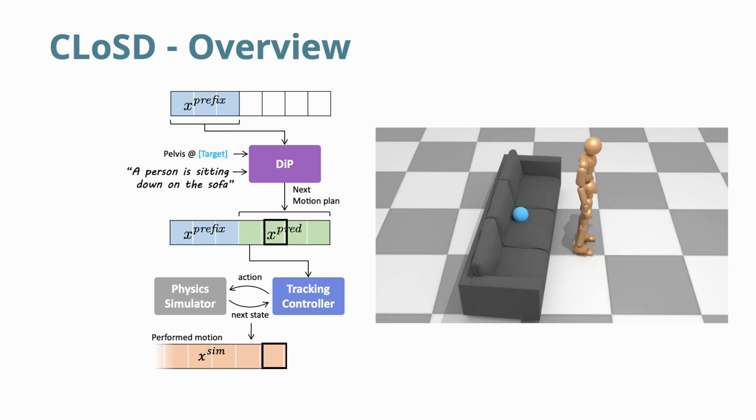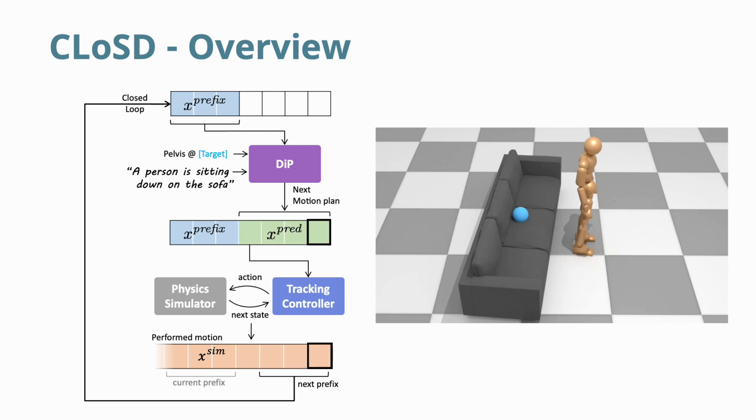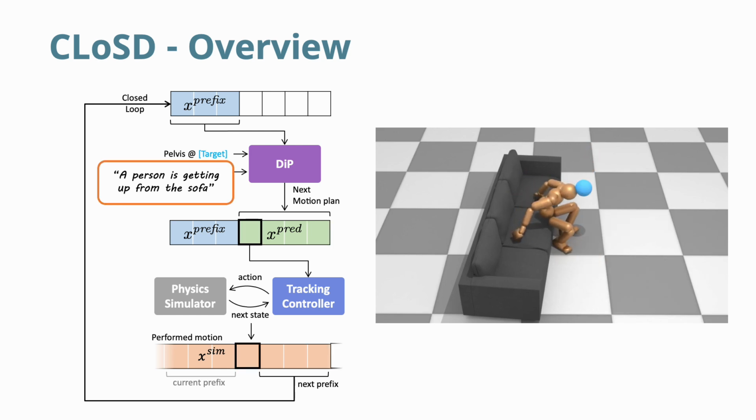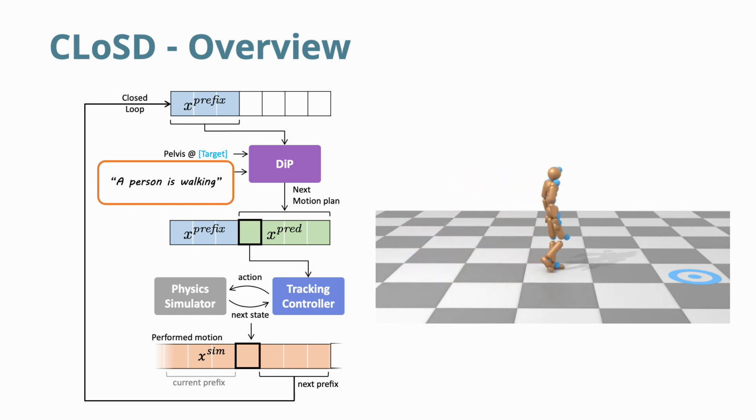After following the plan, we close the loop by feeding the frames performed in practice back into DIP as the new prefix. Depicted here is a sitting down motion performed by CLoSD. Therefore, getting up from the sofa is as easy as changing the prompt and target in mid-simulation. Here, the blue markers depict the diffusion plan for the final performance in orange. Note how the controller corrects micro-artifacts of the diffusion planner.